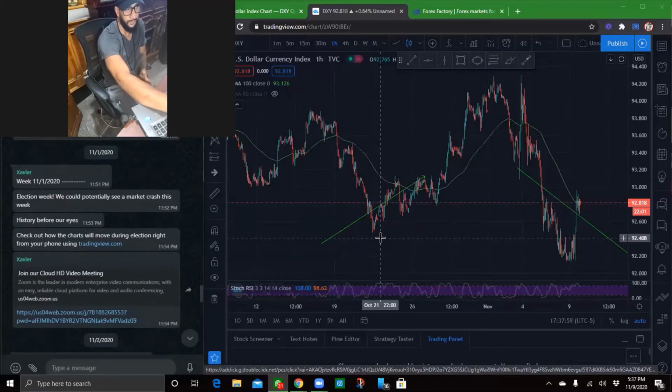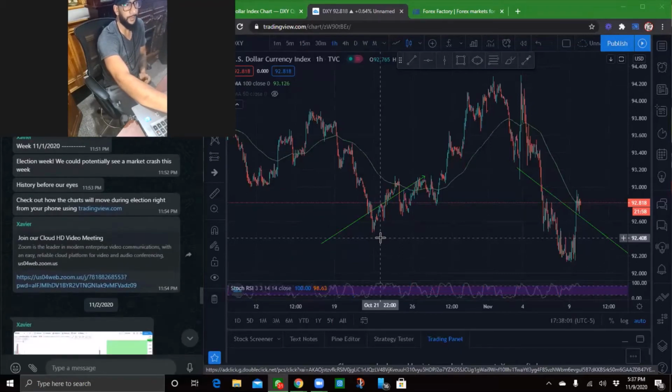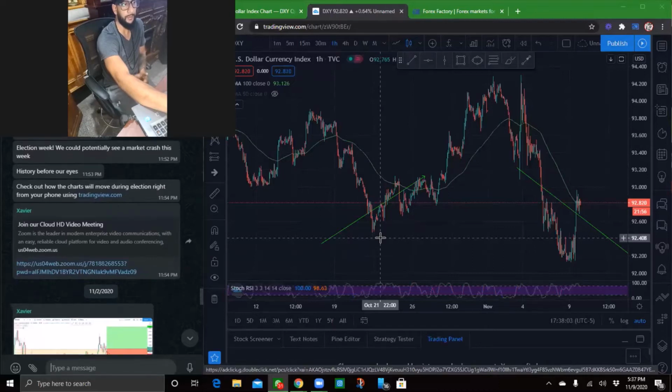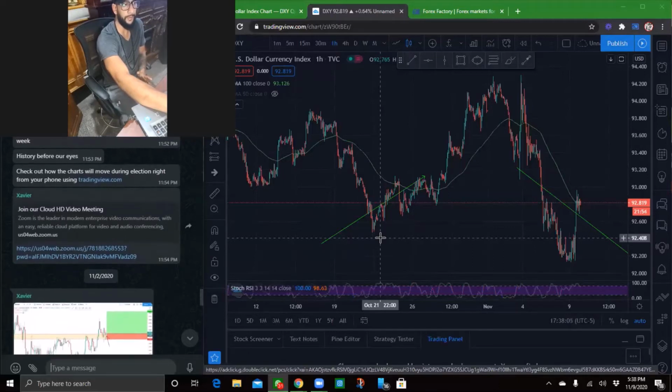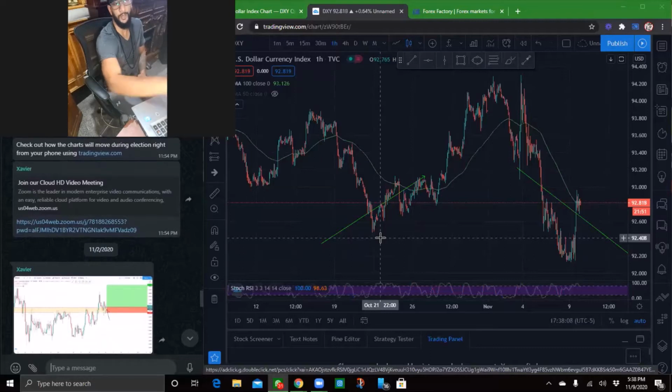What are we at? November 1st already, election week. We could potentially see a market crash this week. History before our eyes. Check out how the charts will be moving during the election right from your phone using TradingView, which is true.